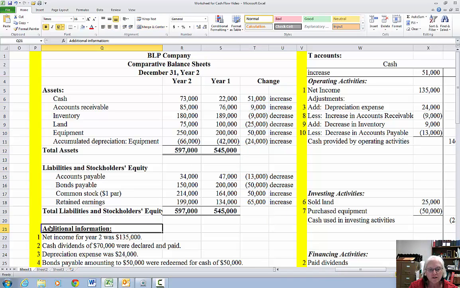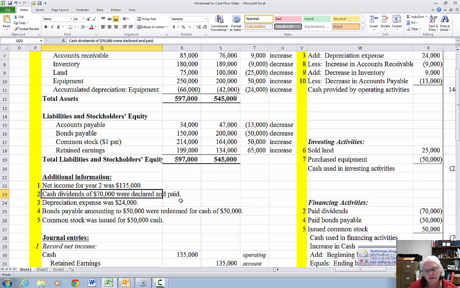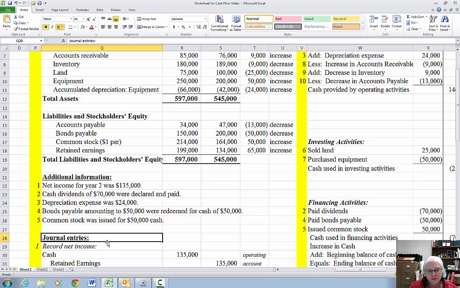Then, I did not give you an income statement. Instead, I told you what the net income was, what the depreciation expense is, and how much the dividends were, which you could have found from the earnings per share. But we're not doing earnings per share, so we're not going to go there. I'm just going to give it to you. All right, and then we're going to make journal entries.